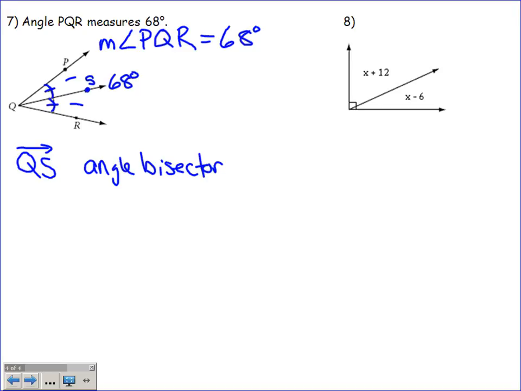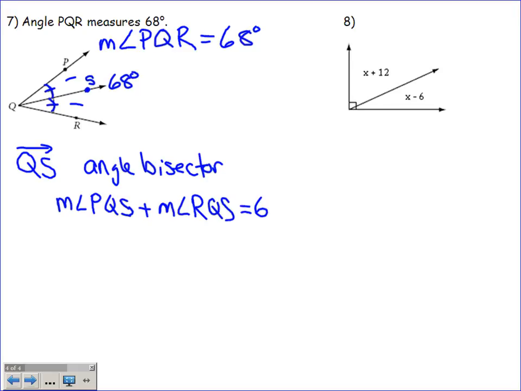Okay, so all we know here is that the measure of angle PQS is going to equal the measure of angle RQS. Okay, we know that. So how do we figure that out with this? Maybe I should write this different. Hold on, let me do it this way. If I add these two together, if we add them up, what are they going to be equal to?